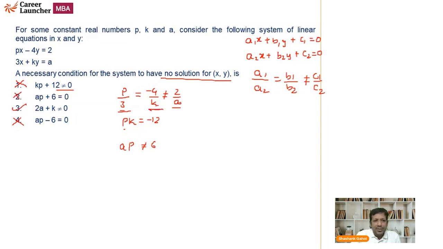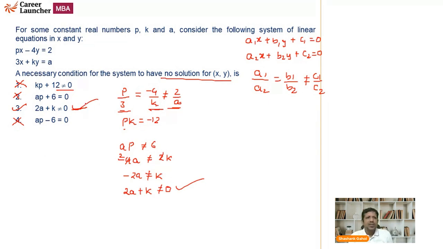Anyhow, let's check with this and this. So that is going to be minus 4a is not equal to 2k. This is 2. So minus 2a is not equal to k. So I can say that 2a plus k is not equal to 0, and that is a necessary condition for this. So my answer of this question becomes option 3. And this is a very easy and very standard question. We have seen these kind of questions before. Now let's move on to the next one.